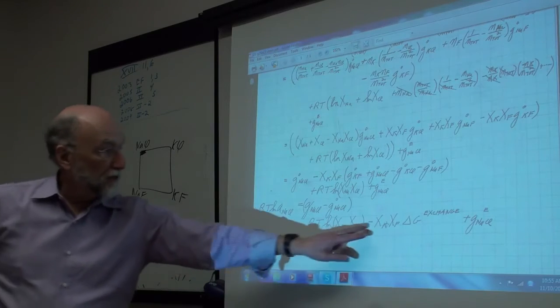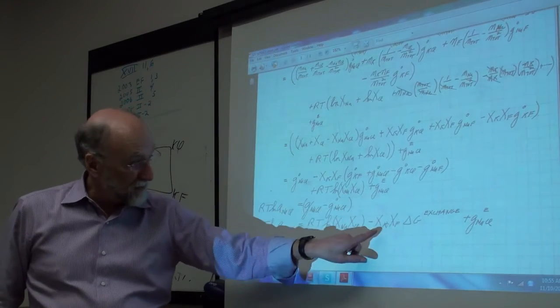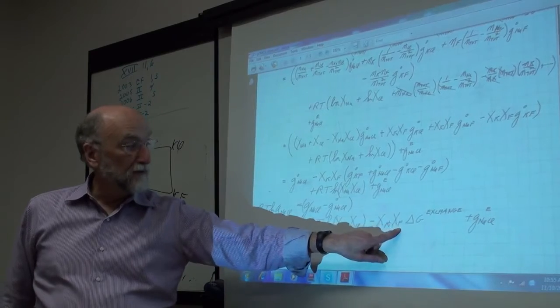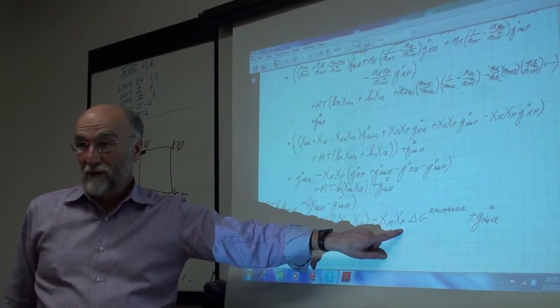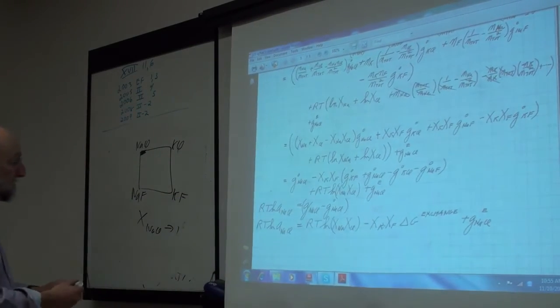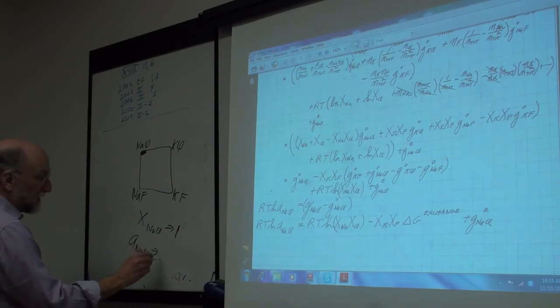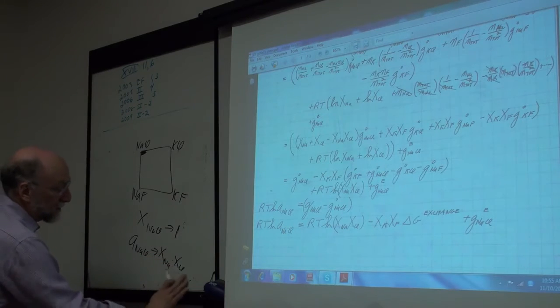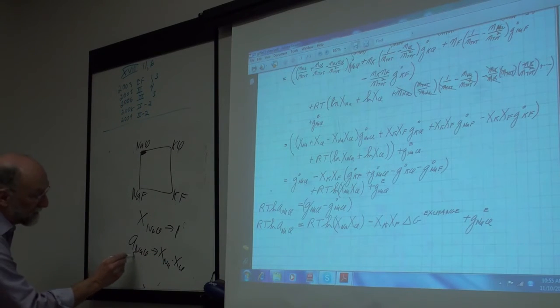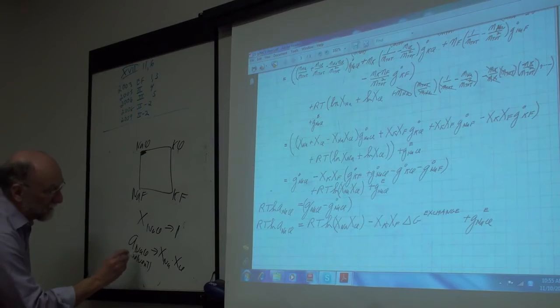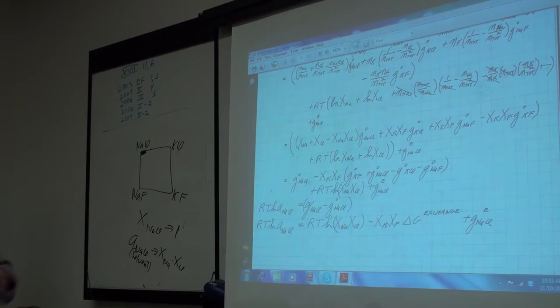In that case, this term here goes to 0 simply because X potassium and X fluorine go to 0. Okay, so as X sodium chloride approaches 1, the activity of sodium chloride approaches the product of the site fractions, X sodium times X chlorine. This is the solvent. So if you're in a concentrated solution, the activity of the solvent approaches simply the product of the site fractions.